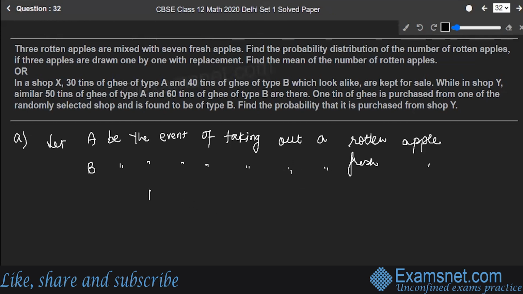Okay. Then the probability of event A to happen is given. Find the probability distribution of the number of rotten apples if 3 apples are drawn one by one with replacement. So 3 rotten apples are mixed with 7 fresh apples. The probability of withdrawing a rotten apple is 3 by 10, since there were 3 rotten apples out of a total of 10, 3 rotten and 7 fresh. Similarly, the probability of getting a fresh apple will be equal to 7 by 10.